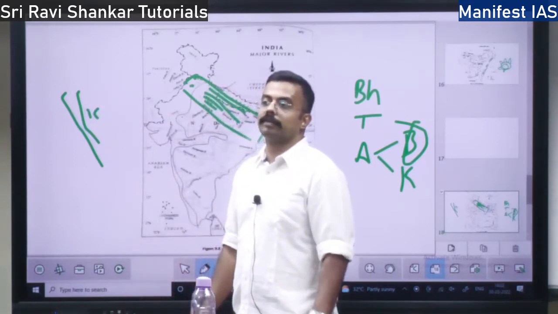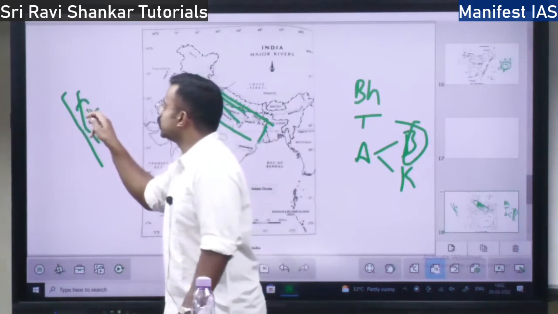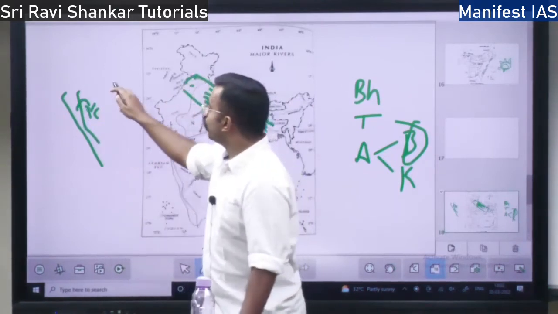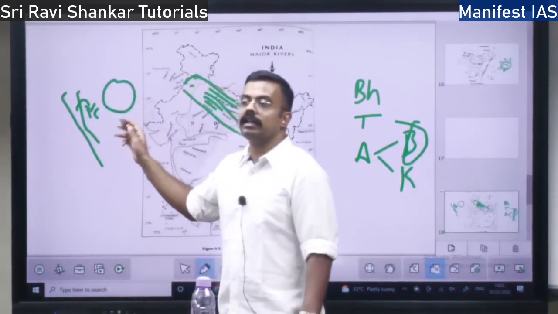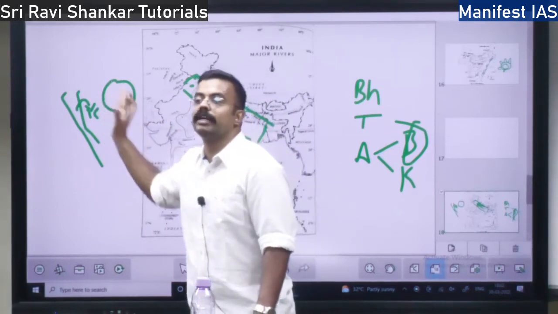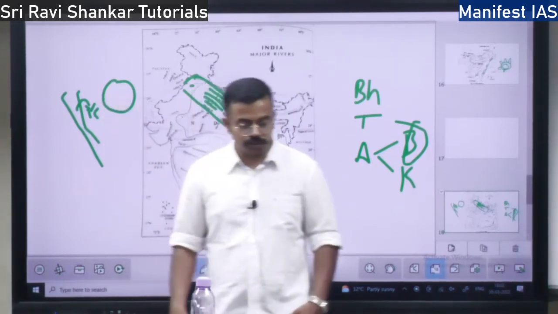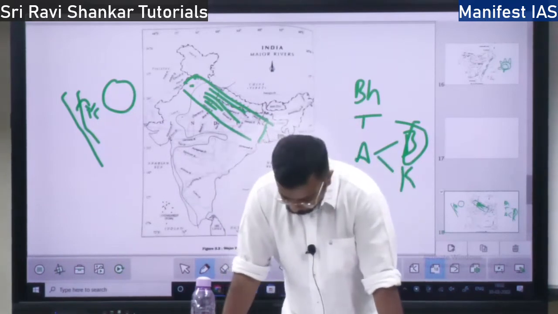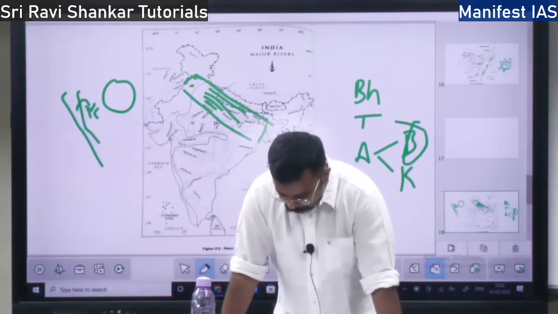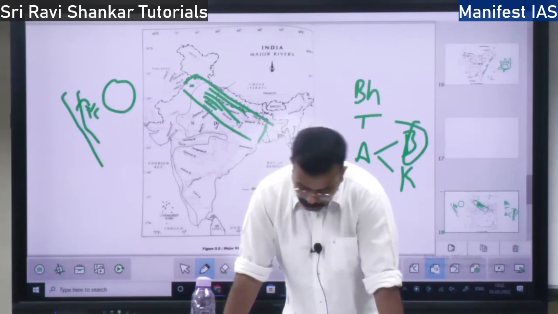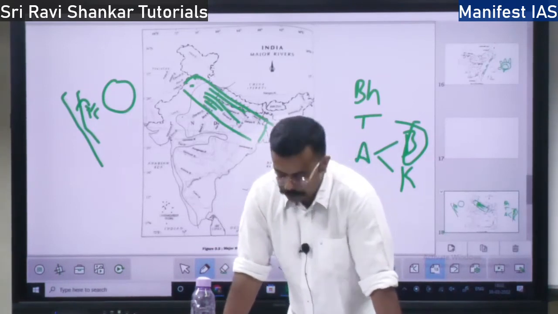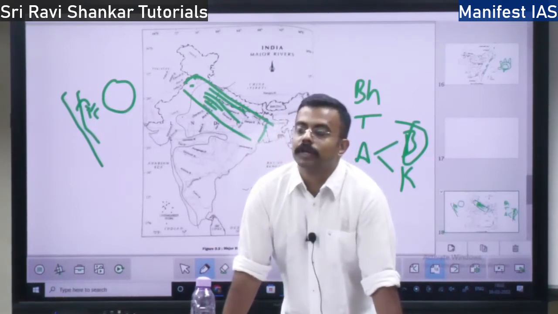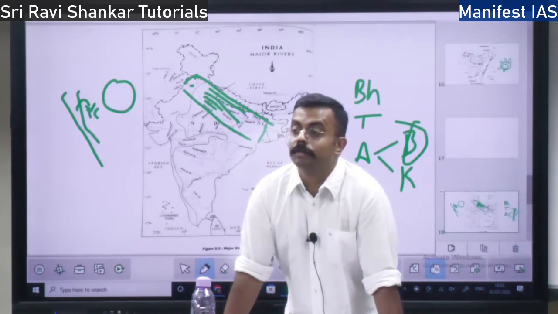You will find Khadar because new alluvium is deposited immediately. Old alluvium soil, which is Bangar, is located a bit far away. Right? So this is the concept. Okay. So next, in this region, you will find the mature stage of fluvial erosion. Mature stage of fluvial means what?